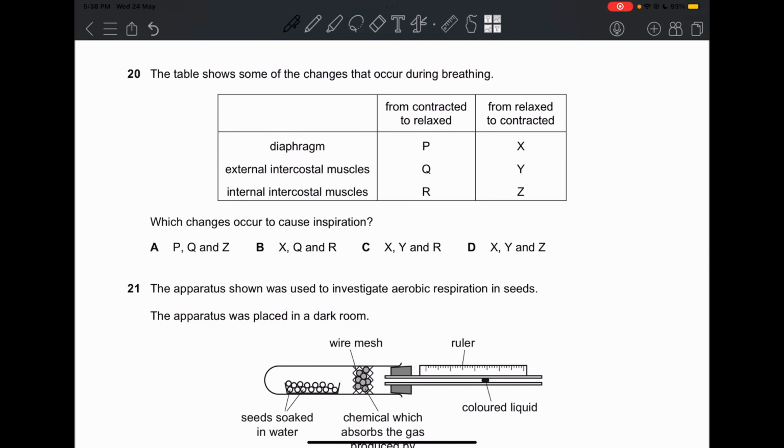20. The table shows some of the changes that occur during breathing. Which changes occur to cause inspiration? Now we know that for inspiration, the diaphragm is going to contract, and the external intercostal muscles will have to contract as well, and the internal intercostal is always the opposite of the external intercostal, so it is going to be relaxed. So we're going to be choosing X, Y, and R, which is C. So our answer is going to be C over here.